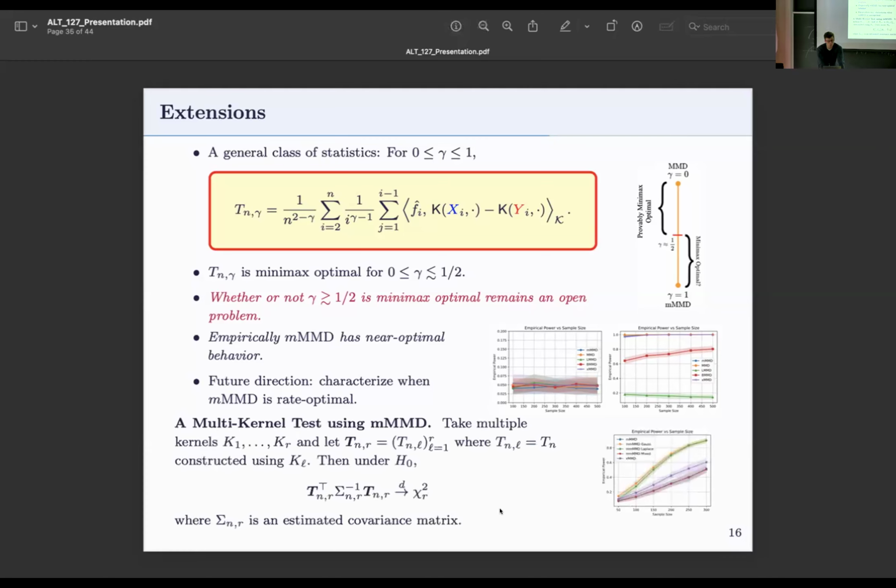And one last point is that because we have this convergence to a Gaussian distribution, if we take a quadratic combination with different kernels, that of course converges to a chi-square distribution. So we can combine different kernels in our test statistic, which may actually boost the performance of the test.